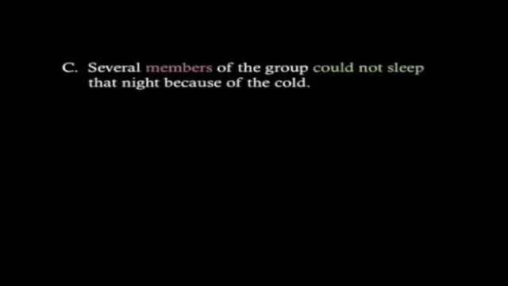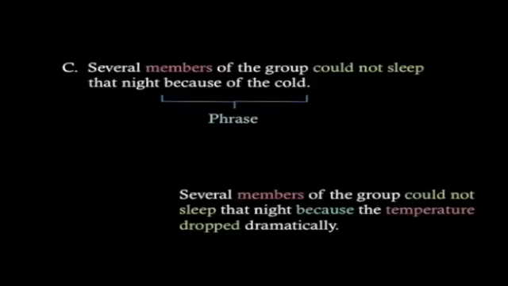Did that last one confuse you? If you saw the word because and thought, adverb clause subordinator, this must be a complex sentence, you were mistaken. Remember that a clause contains a subject and a verb. Because of the cold is a phrase. It doesn't have a subject or verb. Consider this revision. Several members of the group could not sleep that night because the temperature dropped dramatically. I've added a subject and verb after the subordinator because to make a complex sentence.